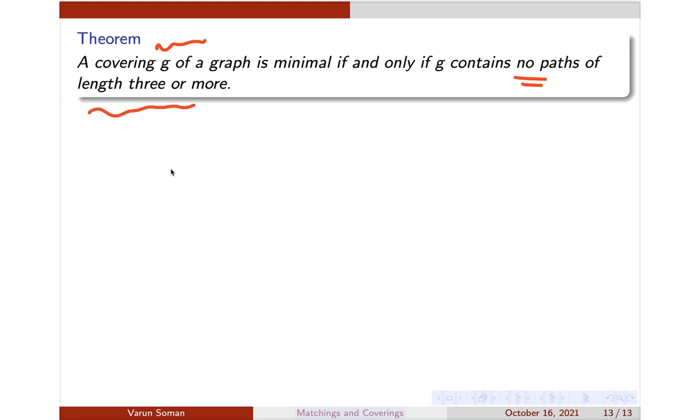Suppose a covering G contains a path. So basically covering is a collection of edges. Suppose it contains a path of length 3. For example, it may contain V1, E1, V2, E2, V3, E3, V4. Okay, so they are actually connecting like this. For example, I'll draw it for you.